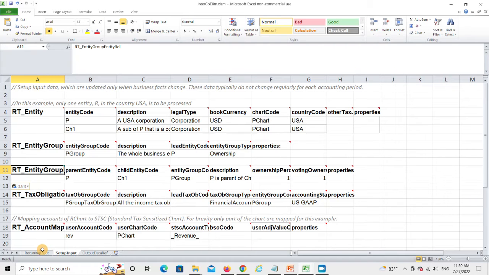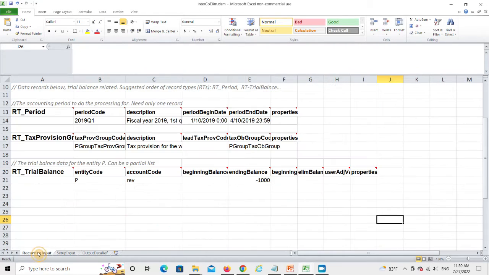Now let's go to the recurring input, and we're going to simply assume that CH1 does not have any revenue. And for the purposes of this demo, we're going to say that the revenue of P is all from its transaction with CH1. So this is an intercompany transaction, and therefore it needs to be eliminated.